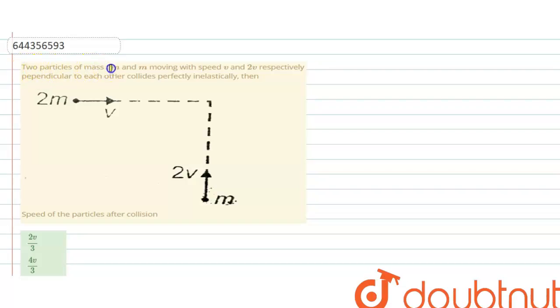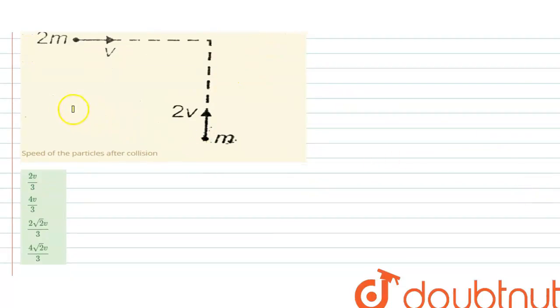Hello everyone, let me explain this question to you. Two particles of mass 2m and m moving with speed v and 2v respectively, perpendicular to each other, after collision perfectly inelastically. Then the speed of particles after collision? There are four options given.